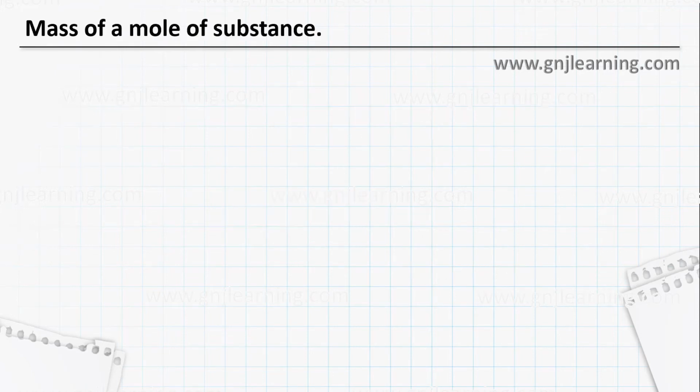Clear? I'm showing it again here. Mass of a mole of a substance: 1 u into 6.022 into 10 raised to 23 is 1 gram per mole. This is what we saw in the earlier slide. 1 u, if you multiply it with the Avogadro number, you will get 1 gram per mole. So I am not directly multiplying 1 u. What I am doing is taking the value of 1 u here.